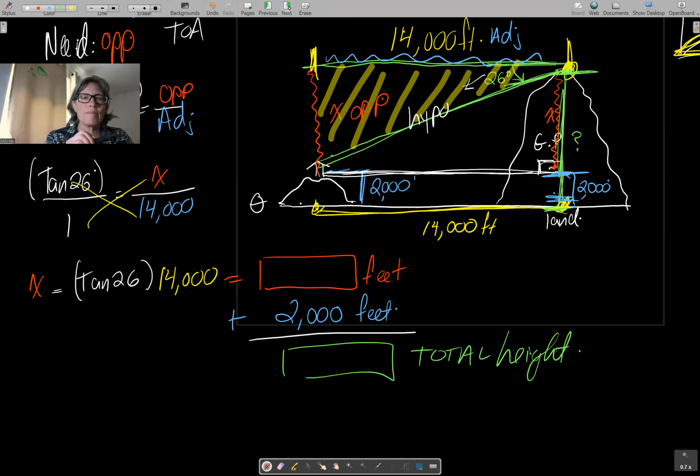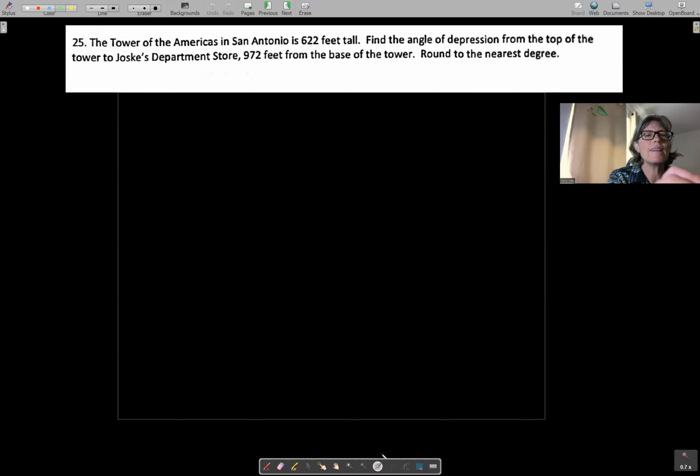Number 25. The Tower of the Americas in San Antonio is 622 feet tall. Find the angle of depression from the top of the tower to Jake's department store, 972 feet from the base of the tower. Round to the nearest degree.